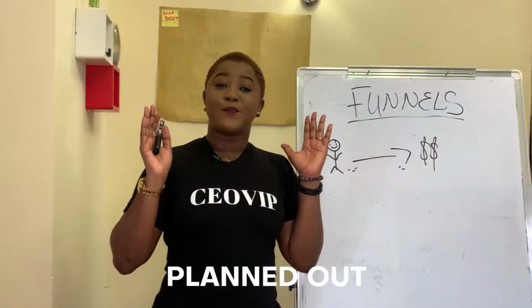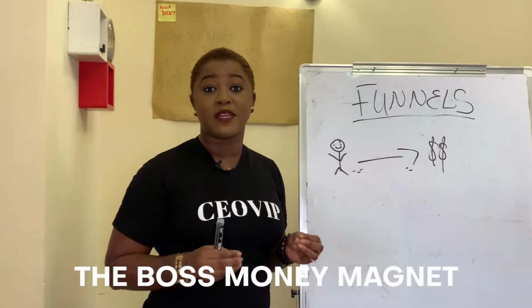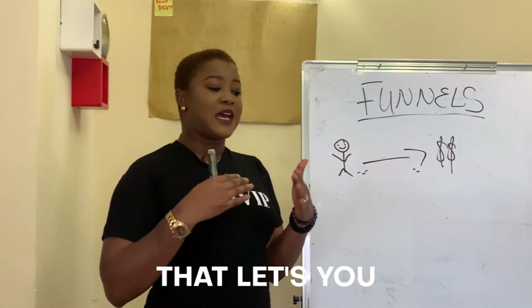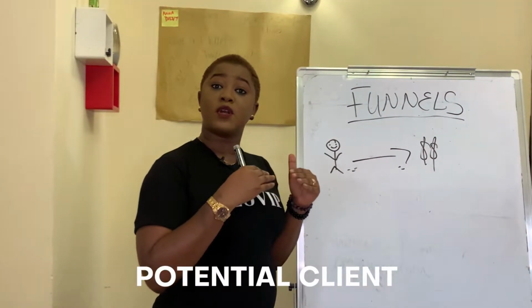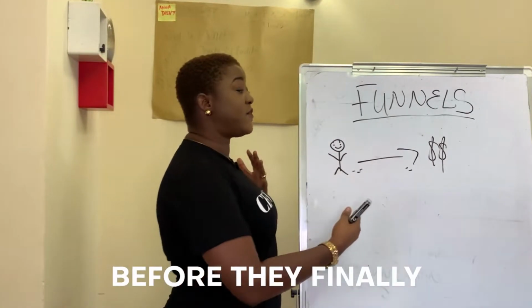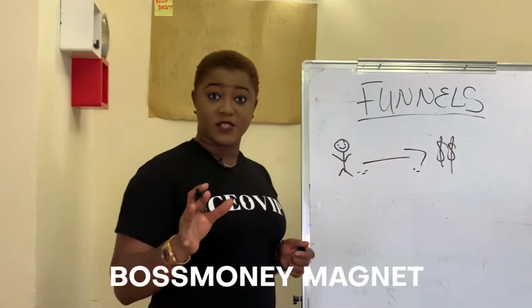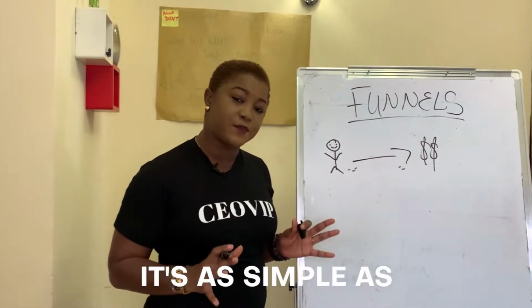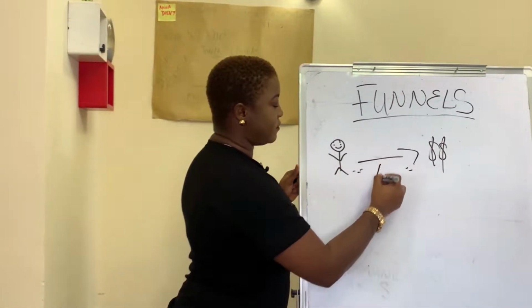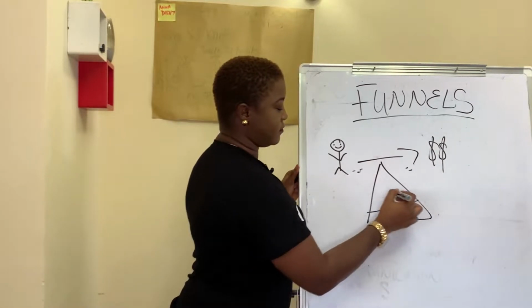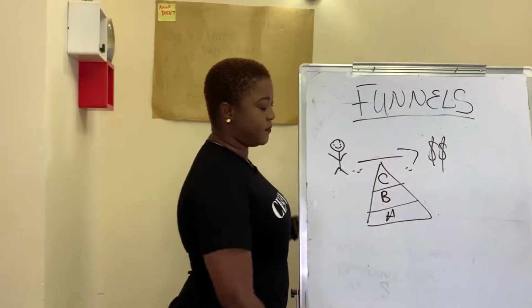And I have planned out this funnel in a very simple way that I call the Boss Money Magnet, a very simple system that lets you understand the levels that your potential client goes through before they finally buy from you. So let's talk about the Boss Money Magnet. The Boss Money Magnet is your funnel. It's as simple as A, B, C.